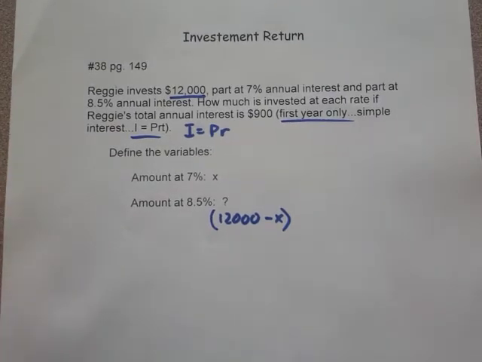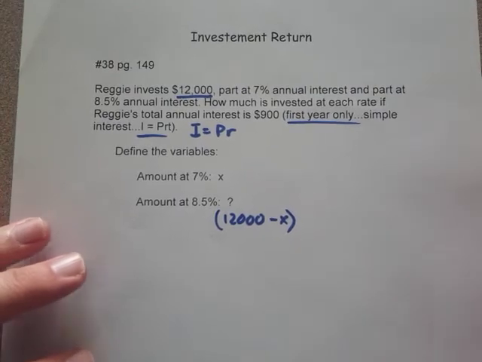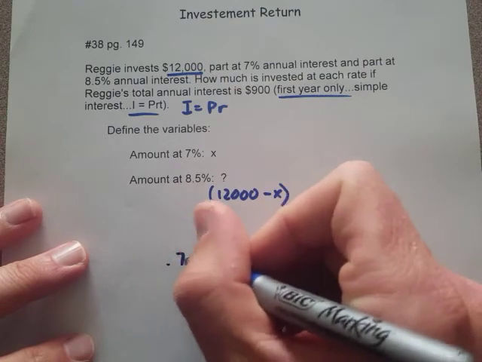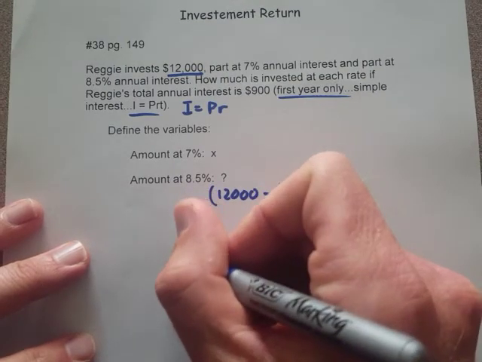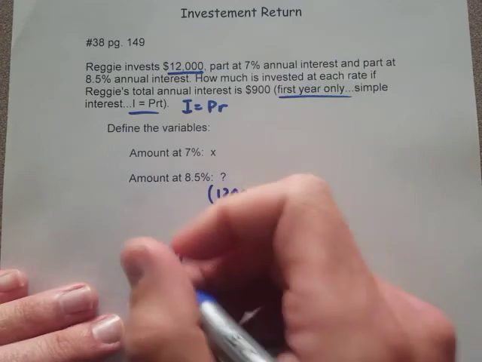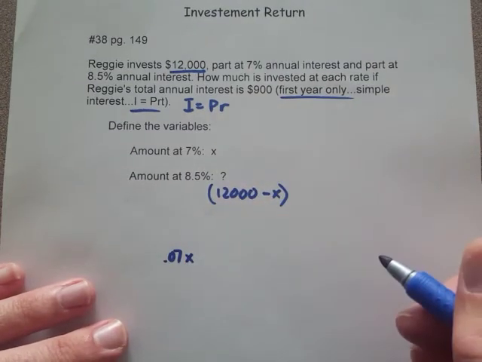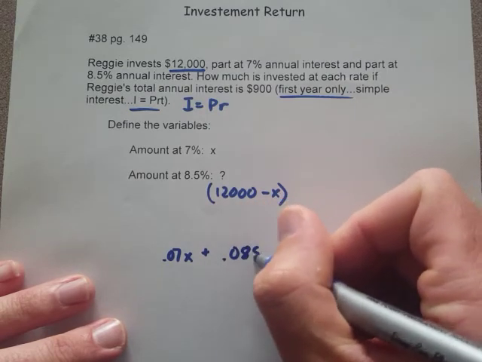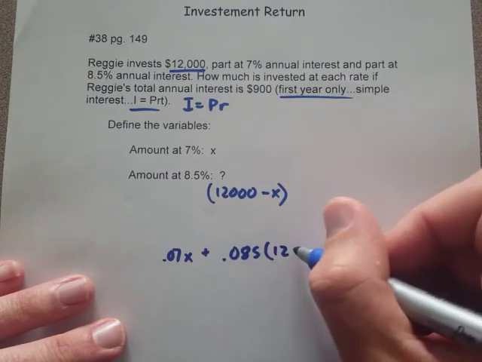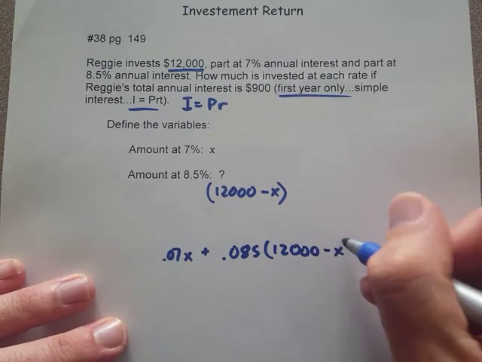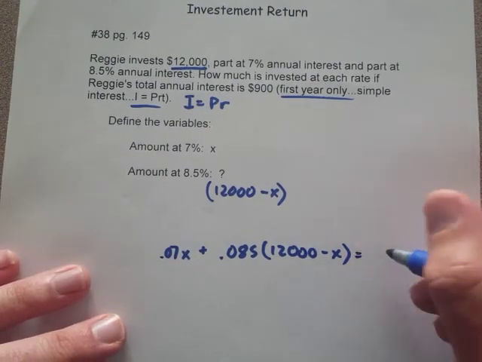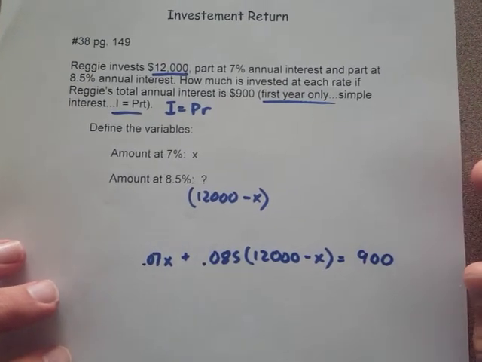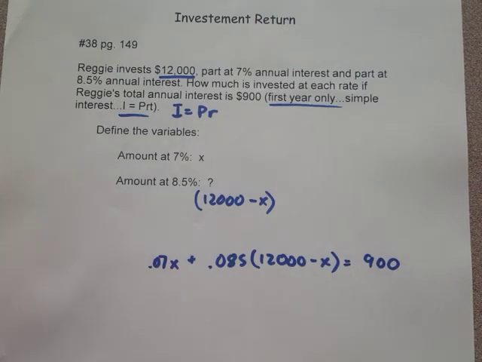So when we do that, as far as setting up this equation, we're going to have then 0.07, that's important, it's 2 decimal places, 0.07x plus 0.085 times 12,000 minus x equals our total amount of interest, which we are hoping to be $900. So that should get you going there on this problem.